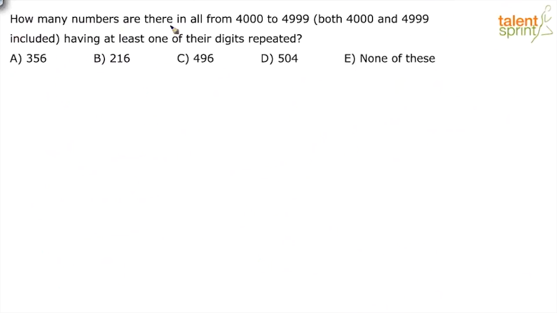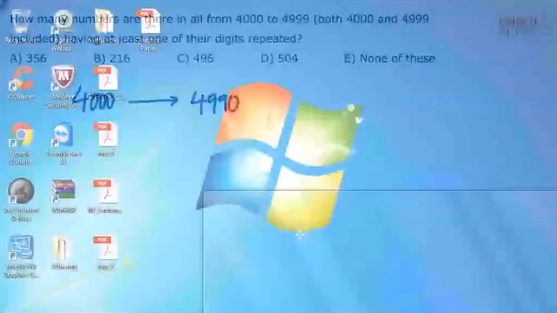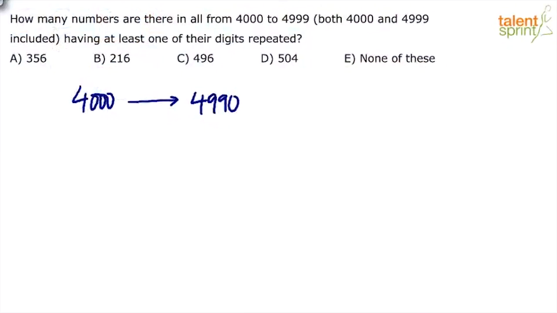How many numbers are there in all from 4000 to 4999, both 4000 and 4999 included, having at least one of their digits repeated? So basically he's talking about numbers from 4000 to 4999, both inclusive, right? Both 4000 and 4999 are included. So how many numbers are there, do you think? How many numbers would be there?